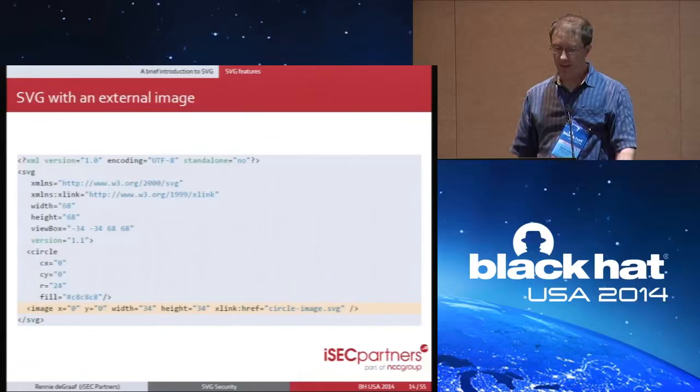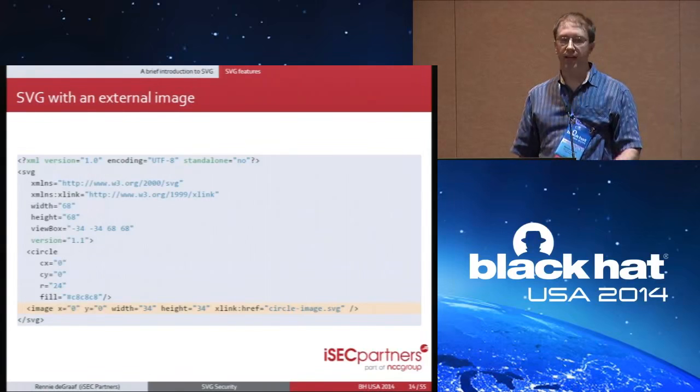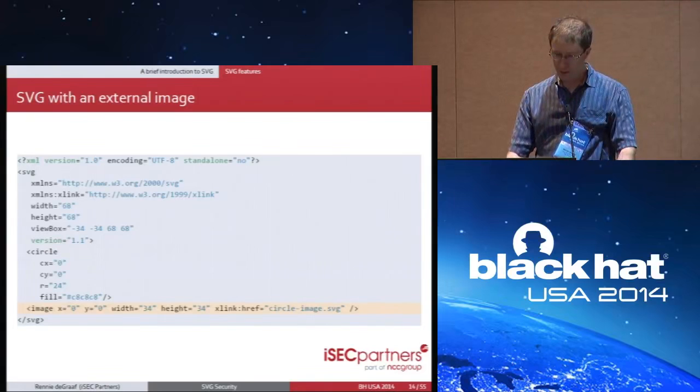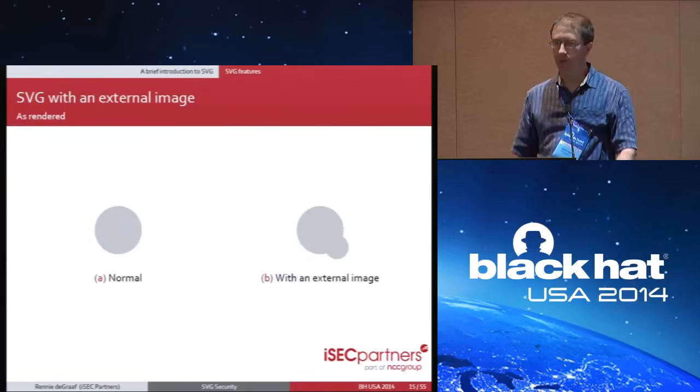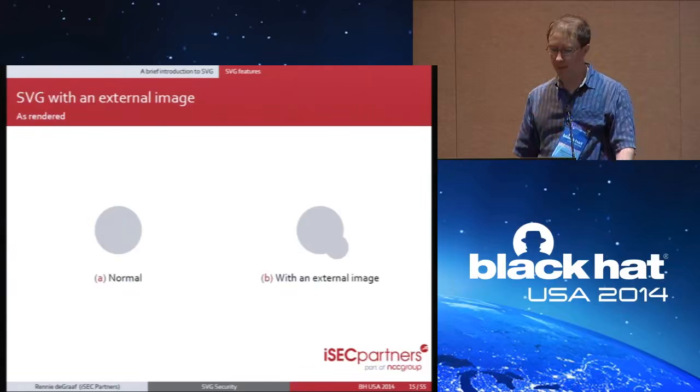Next, you can embed external objects or external images into an SVG. Here I use an SVG image tag to embed another SVG, although I could just as well use a raster file there, like a PNG or something. The SVG's image tag is also considered a static image context, like HTML's image tag. This image is half the height, half the width, and it's set at the center. So when I render it, what I get is a smaller circle overlapping in the bottom right corner.